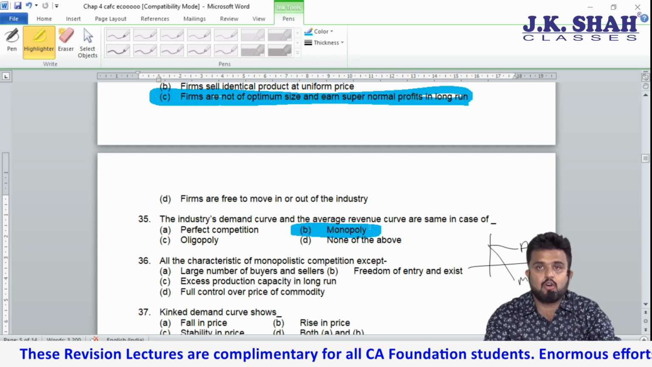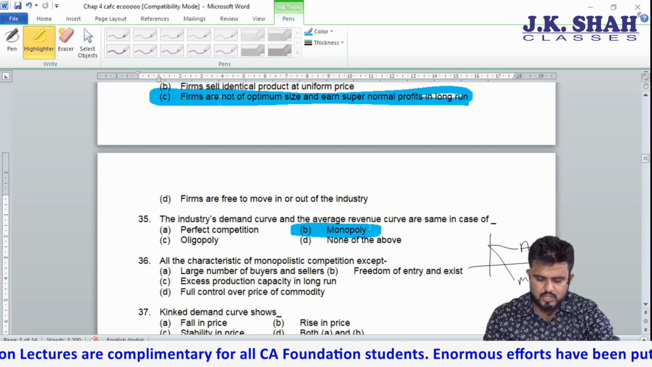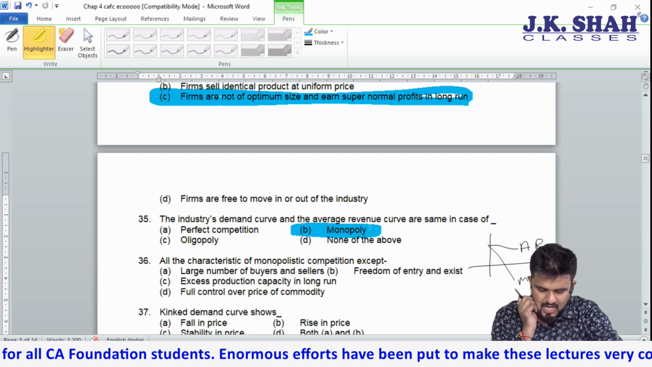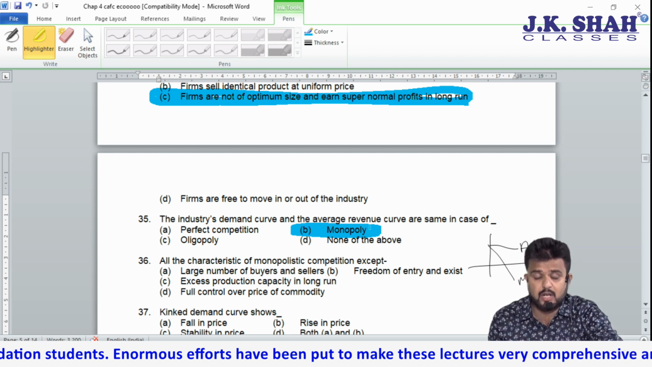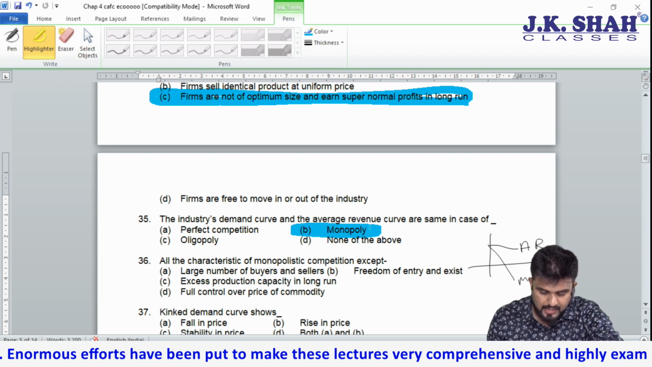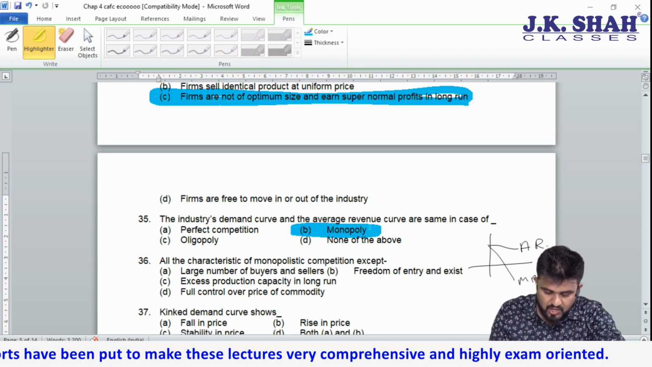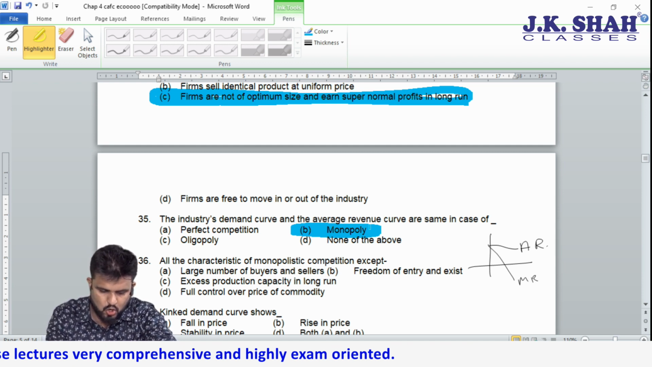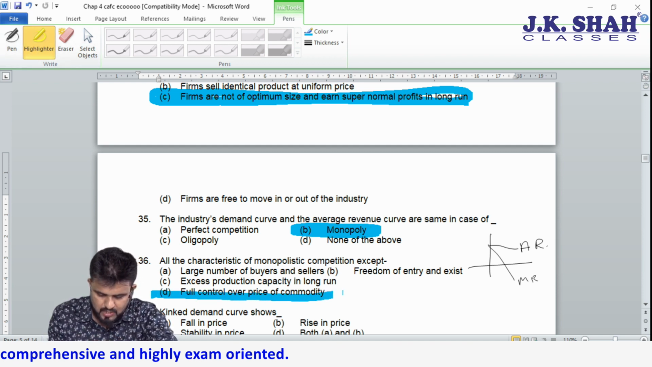Moving to the next, all the characteristics of monopolistic competition except: large number of buyers and sellers, true; freedom of entry and exit, true; excess production capacity, true; full control over price of the commodity is wrong. It's an odd man out.